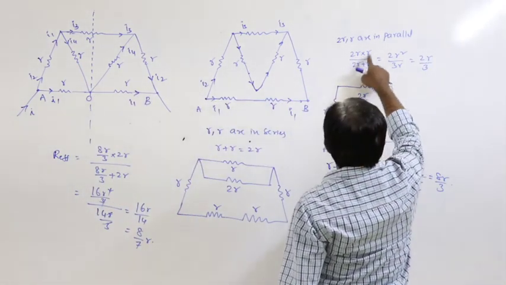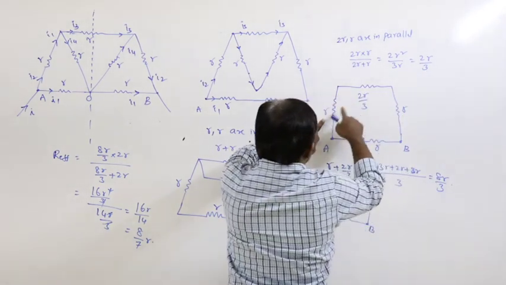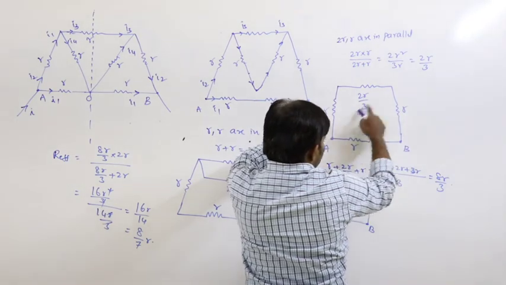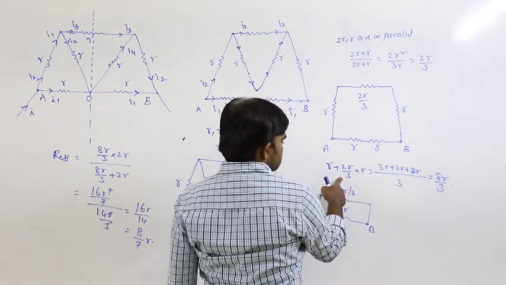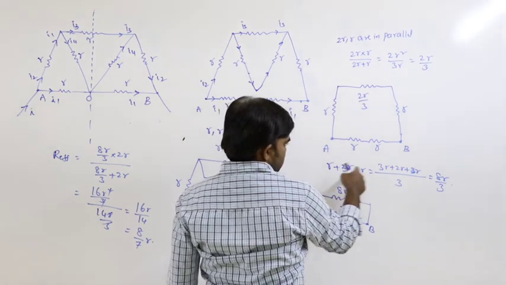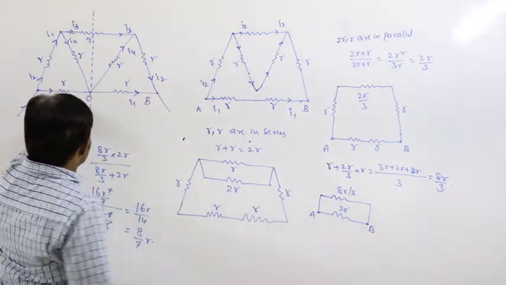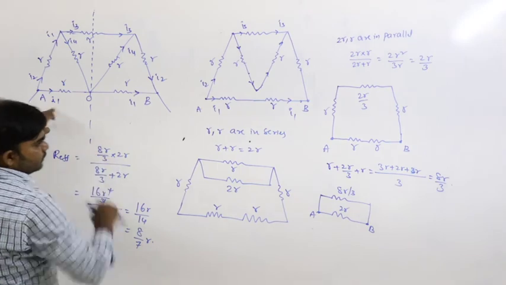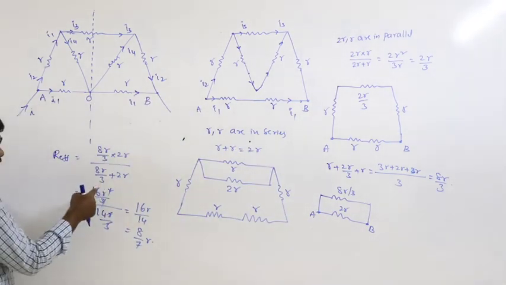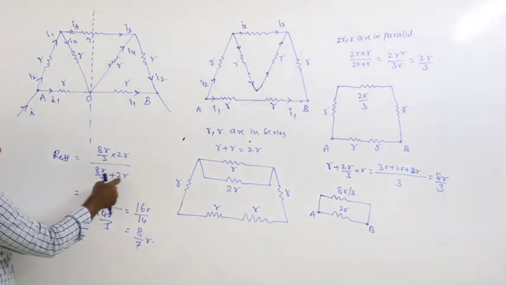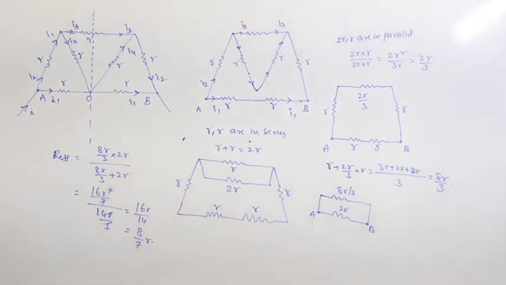See here, R1 R2 by R1 plus R2, 2R square by 3R, 2R by 3. R, 2R by 3 and R are in series, R plus 2R by 3 plus R, so that is 8R by 3. And here these two are in series because the same amount of current I1 passes, so that is 2R. So the effective resistance is 8R by 3 into 2R divided by 8R by 3 plus 2R, 3 2s are 6 plus 8, 14, 8 2s are 16, like this, 8 by 7 R it is.